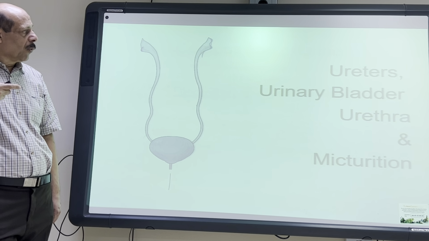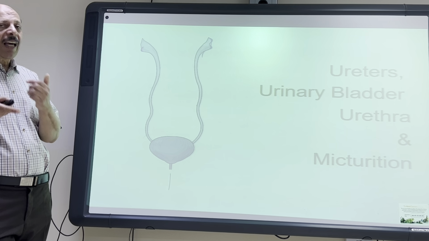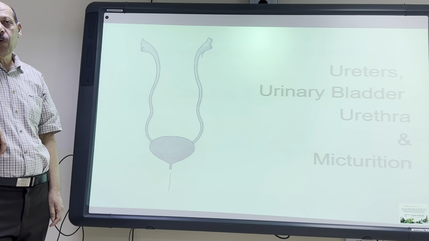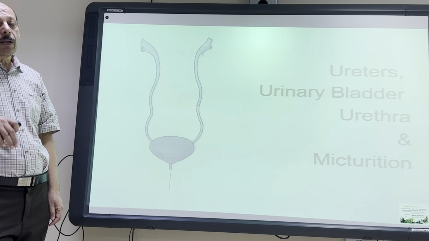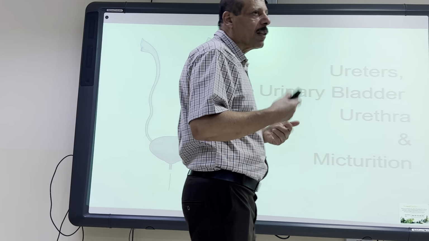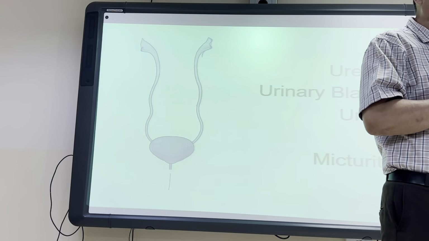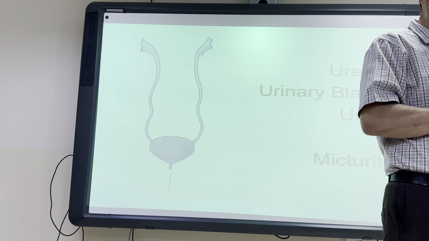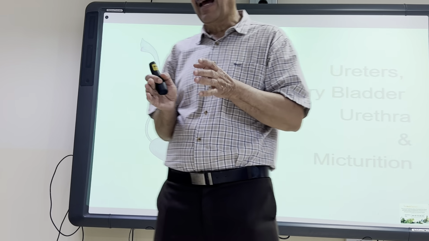In the next session, we will continue with the other parts of the urinary system and how they are functioning. Did you understand how the urine is formed, what is present in the urine, and what should not be there? And if it is there, it means that it is a disease condition.